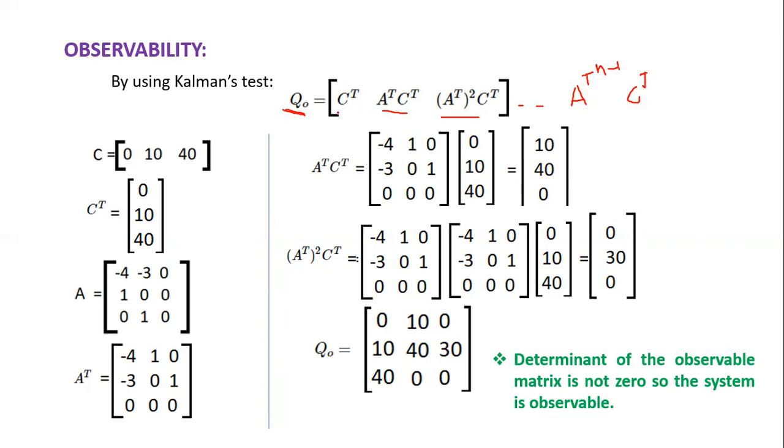Up to this value we need to identify. So how to find the transpose first? We already know the C matrix. Here it is in a row. If we convert that into a column, that is what we call C transpose.